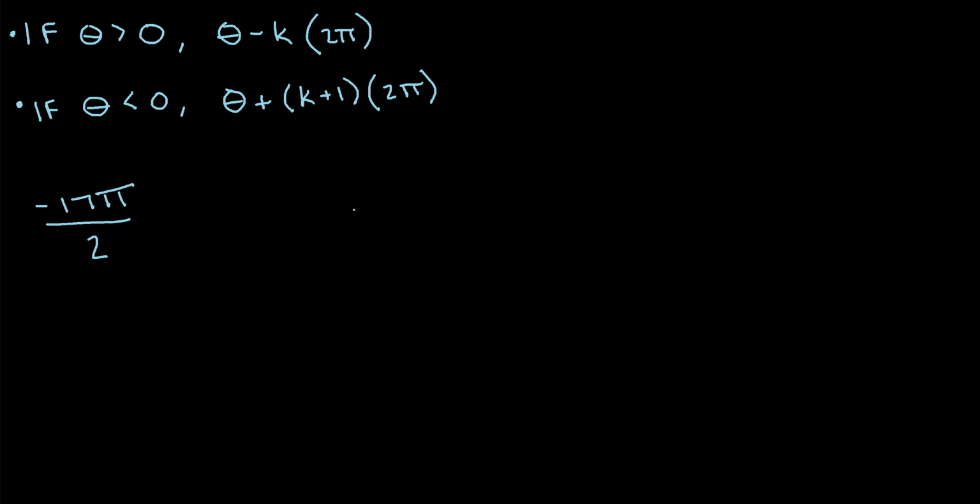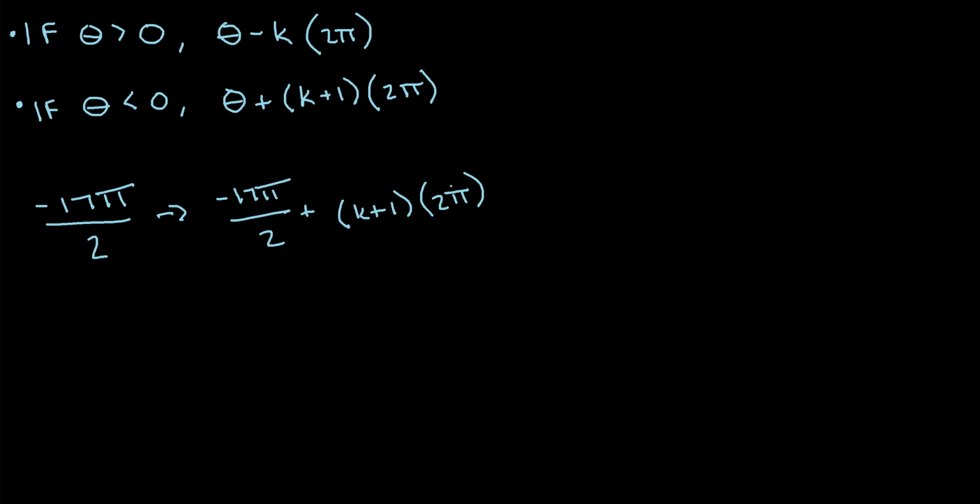All right, let's try one last example. Let's say we have the angle negative 17 pi over 2, and we want to find a coterminal angle that falls between 0 and 2 pi. So because this angle, negative 17 pi over 2, is negative, we're going to use this second formula again. So let's write that. So we get negative 17 pi over 2 plus k plus 1 times 2 pi.